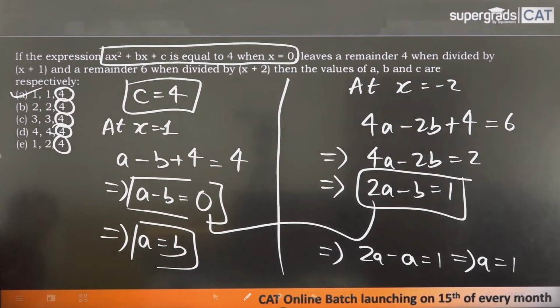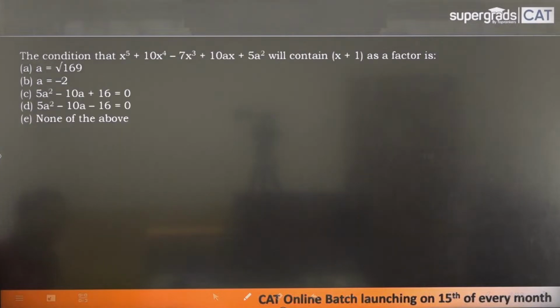Okay. Now coming to the next one. The condition that x to the power 5 plus 10x to the power 4 minus 7x cube plus 10ax plus 5a square will contain x plus 1 as a factor is. Let us be quick.